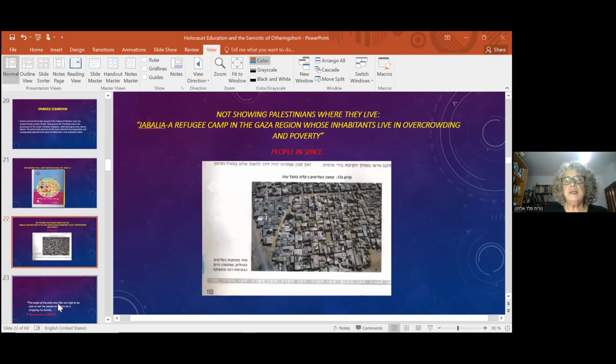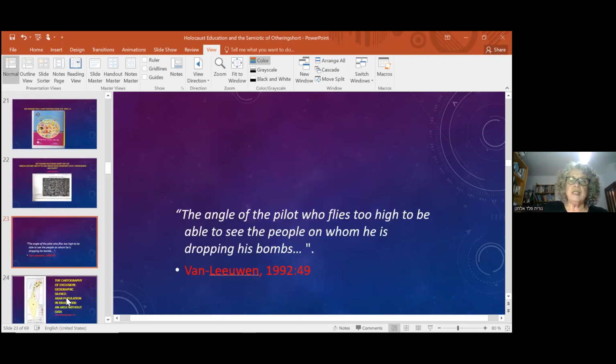This is another way of not showing them: an aerial photograph of Jabalia refugee camp in Gaza, which is considered the most crowded place in the world, but we don't see any people there. They are non-existent. Van Leeuwen defines this angle of photographing as the angle of the pilot who flies too high to be able to see the people on whom he is dropping the bombs. And of course, this is very relevant to Israel because Israeli students are educated to become this pilot.